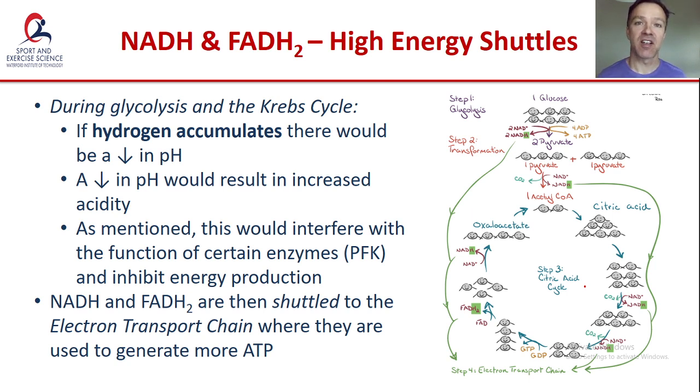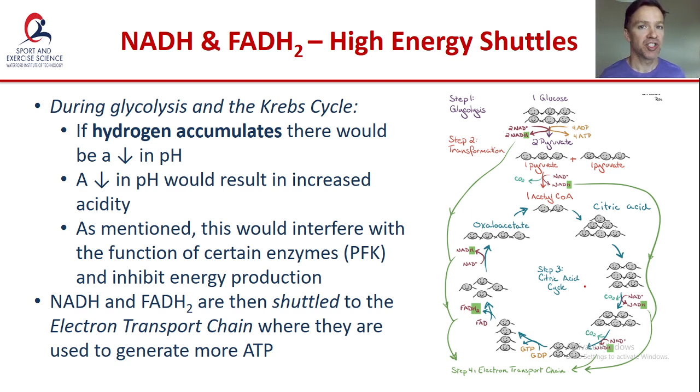If there's too much hydrogen accumulating in the sarcoplasm, the pH is decreasing and therefore the acidity level is increasing, and this interferes with the ability of certain enzymes to function. The one we mentioned specifically was phosphofructokinase, which is one of the glycolytic enzymes important to the breakdown of carbohydrate. So if the hydrogen accumulates, the pH will drop, the acidity will go up, and the enzymes won't be able to work properly. That will limit glycolysis and stop you from being able to produce energy. It will fatigue you.